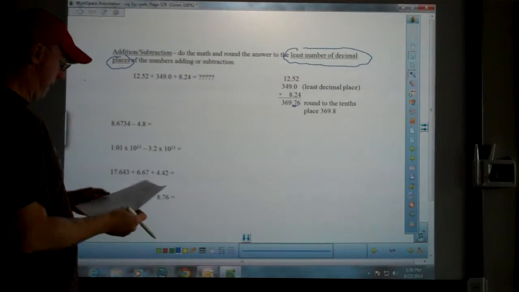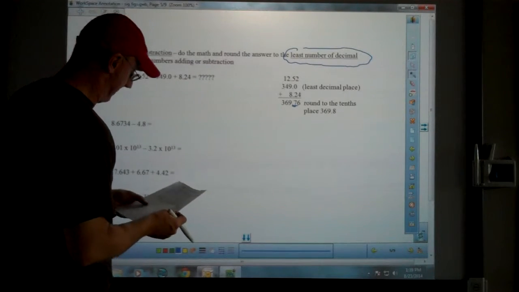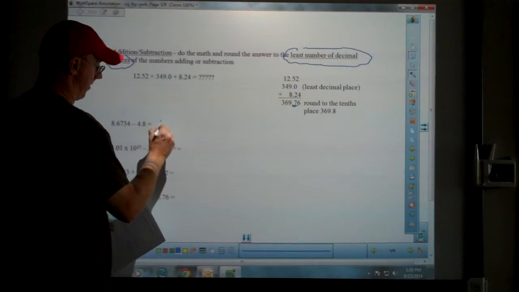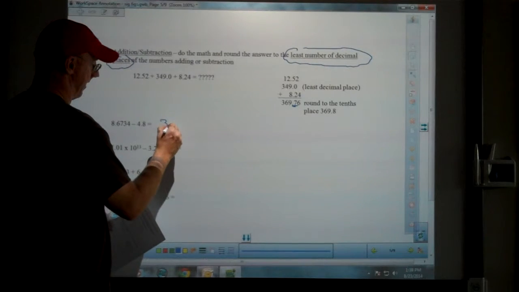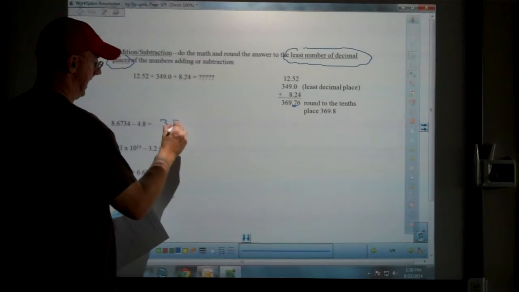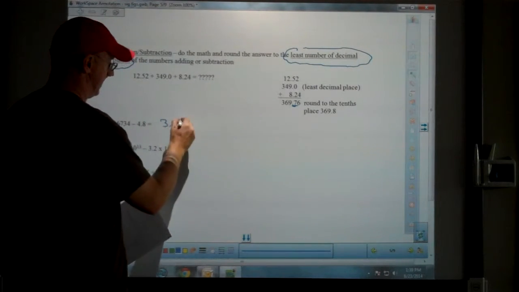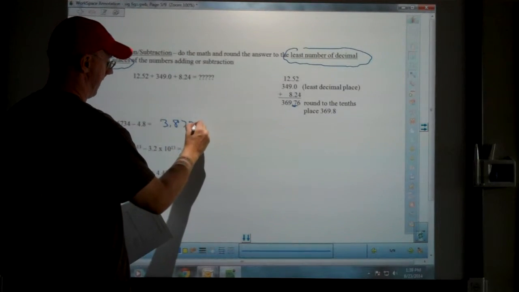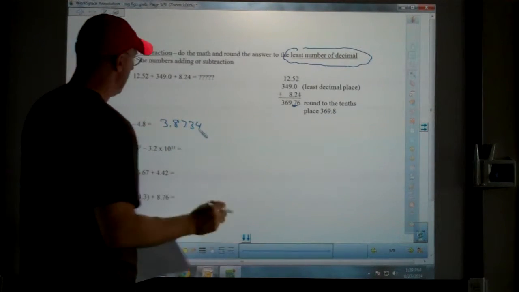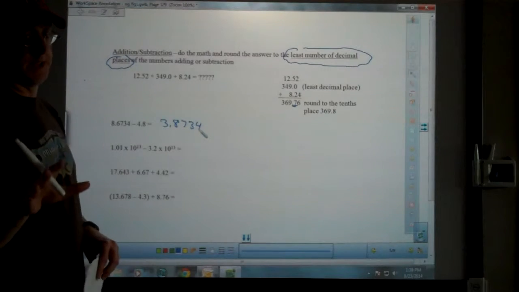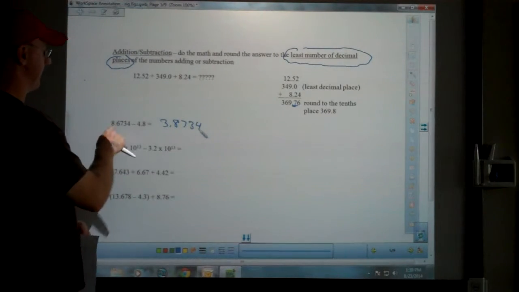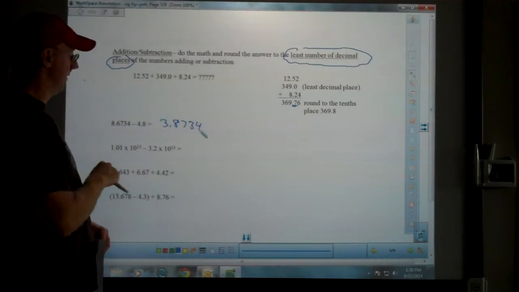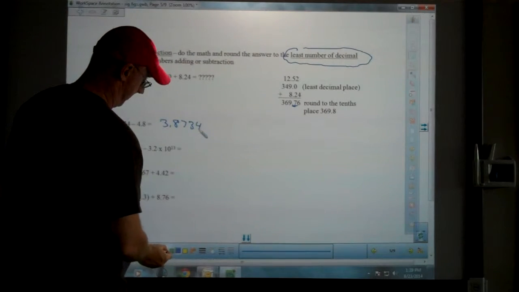So on this first one, 8.6734 minus 4.8, you do that on your calculator or longhand, either way. You get 3.87334. And so you're going to go to, not significant digits, you got to go to decimal place. So this is 4 decimal places over, this is 1 place over, so you'll need to go 1 place over. So you're going to round.